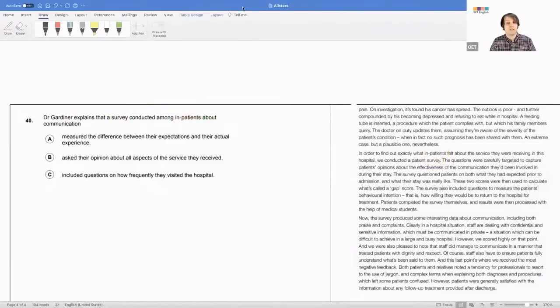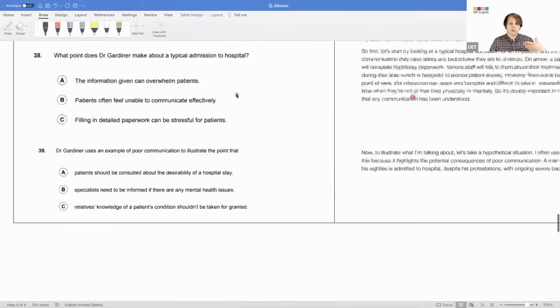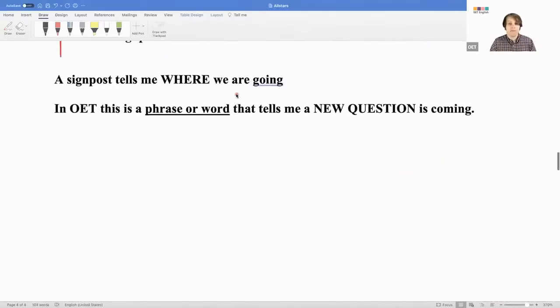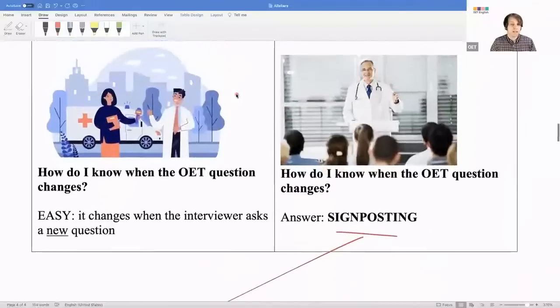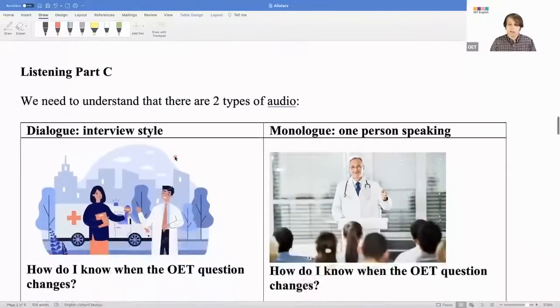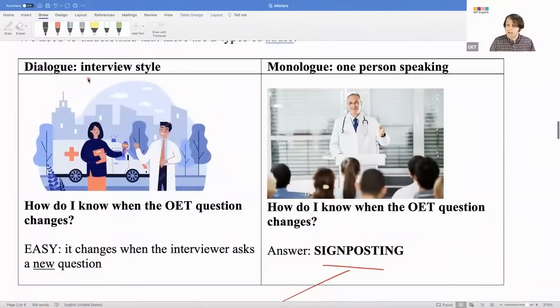Okay, so just coming back to the beginning then, the problem is how do I avoid getting lost? Well, in an interview style, you don't need to worry about that. Every time the interviewer changes the question, the OET question will change. When it comes to monologues, when there's only one guy speaking, again, it's not so bad, really. You just need to focus on signposting words in the question.